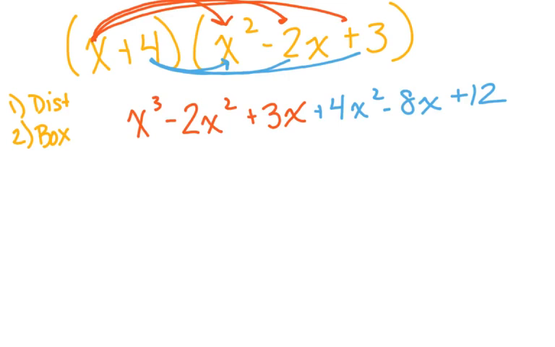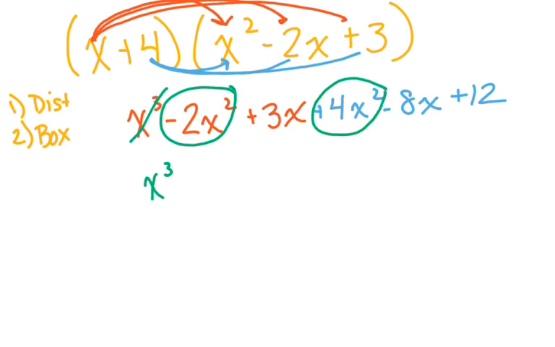So now all I have to do is combine my like terms. Well, x cubed is the only one I have of that, and I'm just going to put a little slash through it to show that I did it. Now you have negative 2x squared, positive 4x squared. So combine them, that gives me 2x squared. Then you have 3x and negative 8x. So that's negative 5x. And then you finally have that last term right there, which is positive 12. So when you multiply a binomial by a trinomial, in this case, you're going to end up with x cubed plus 2x squared minus 5x plus 12.